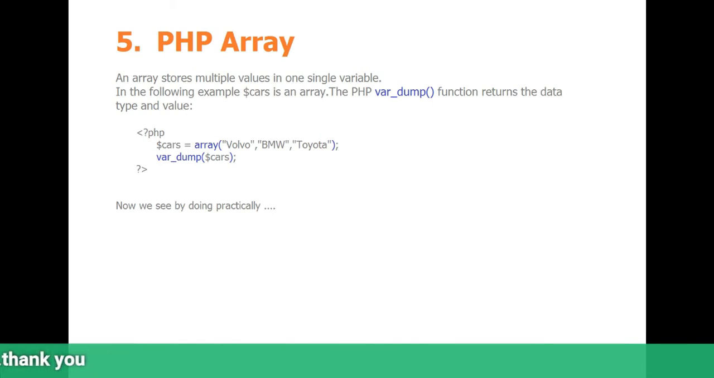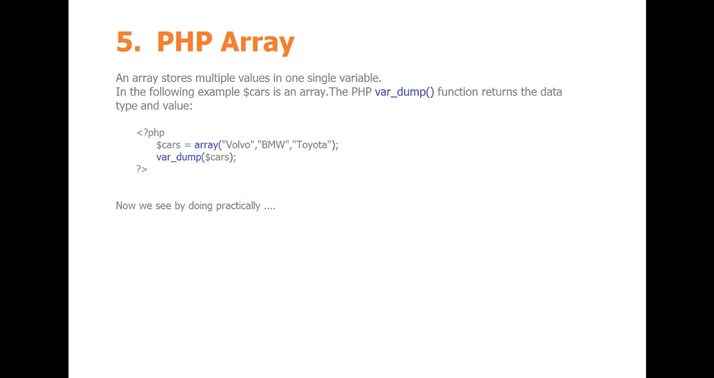Now PHP array. An array stores multiple values in one single variable. In the following example, cars is an array. By the var_dump function we come to know the following variable is an array. We can check by doing it practically, so we move toward the coding part to see PHP array.